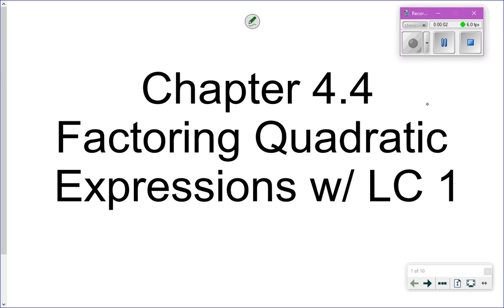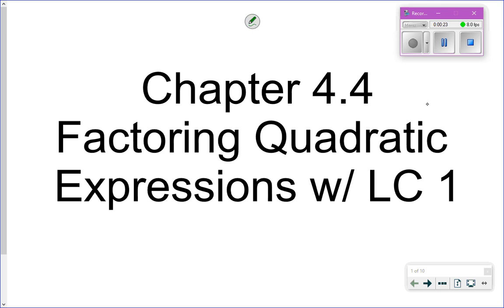Today we're going to start section 4 of chapter 4, and we are going to be doing factoring of quadratics. And today we're going to be doing when the leading coefficient is 1. So that means out in front of x squared is always going to be a 1. And then next week that will change and those numbers out front will be different.